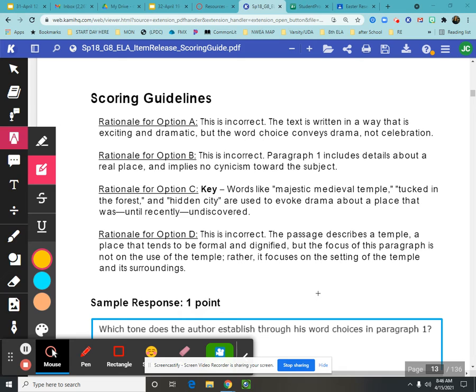I saw a few hands for D, and that says, the passage describes a temple, a place that tends to be formal and dignified, but the focus of the paragraph is not on the use of the temple. Rather, it focuses on the setting of the temple and its surroundings. So if you had a different answer, make sure you read the rationale. It's important to know why you missed it so that the next time that kind of question comes up, you have more chance to get it. Again, I'm like the coach. You're playing the game.